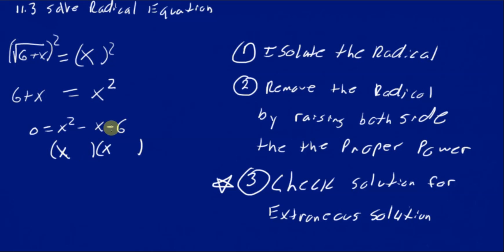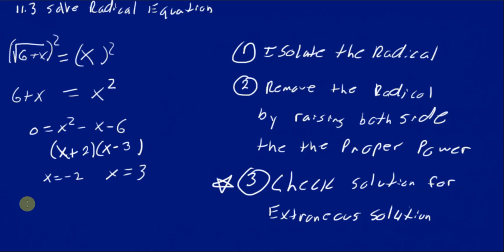So the factors of 6 that give me a difference of 1. So I'm going to put a 2 here and a 3 here. It needs to be a negative 1. So there's minus 3 and plus 1. So my two possible solutions are x is equal to negative 2 and x is equal to positive 3. Now I'm either going to put a check or an x through both of these.